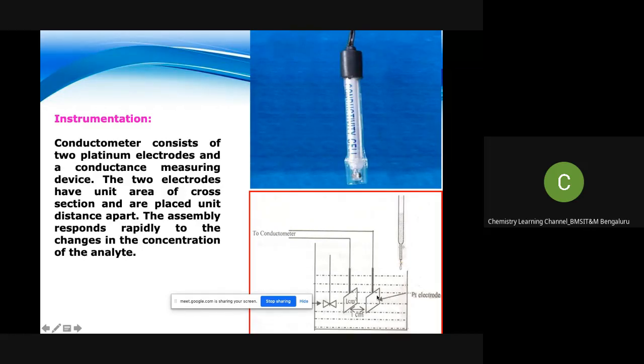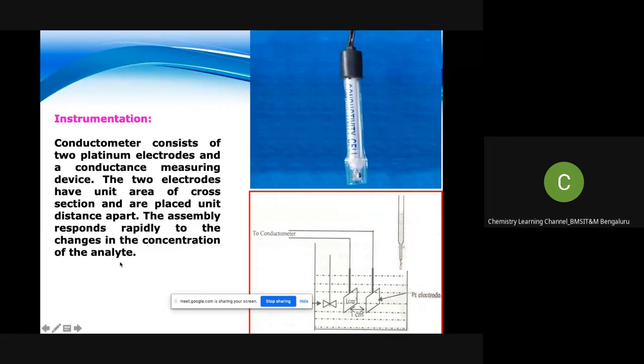So here we have 2 platinum plates. These 2 are the platinum electrodes which are present in the conductivity cell. These are going to help us in measuring the conductance. These 2 electrodes are placed 1 centimeter apart, or you can say unit centimeter apart, with an area of cross section of unity. So the 2 electrodes have unit area of cross section and they are placed unit distance apart. And the assembly responds rapidly to the changes in the concentration of the analyte.